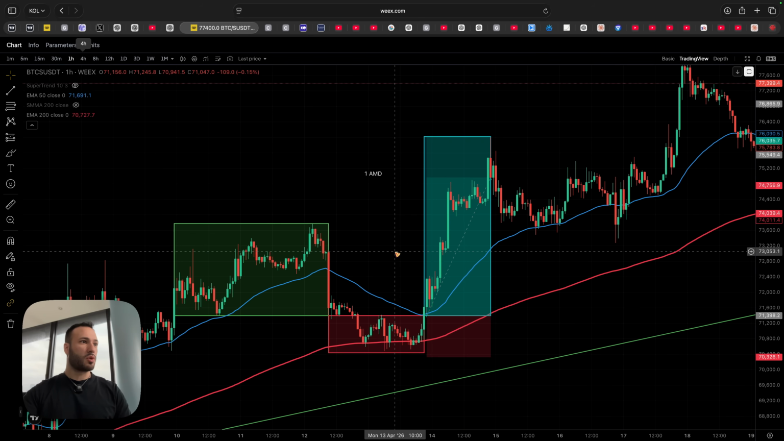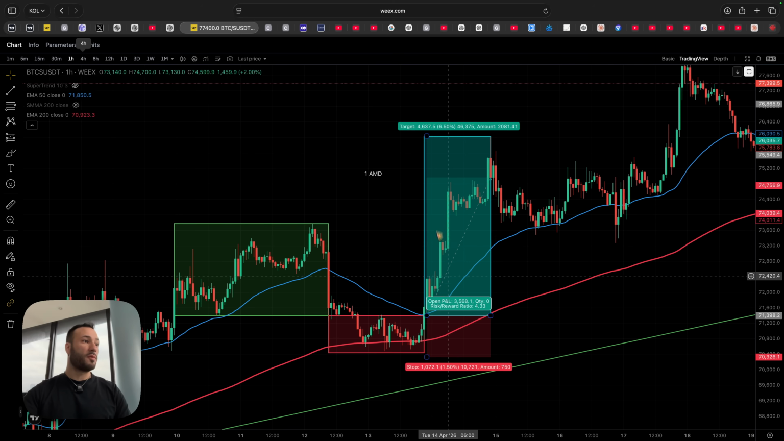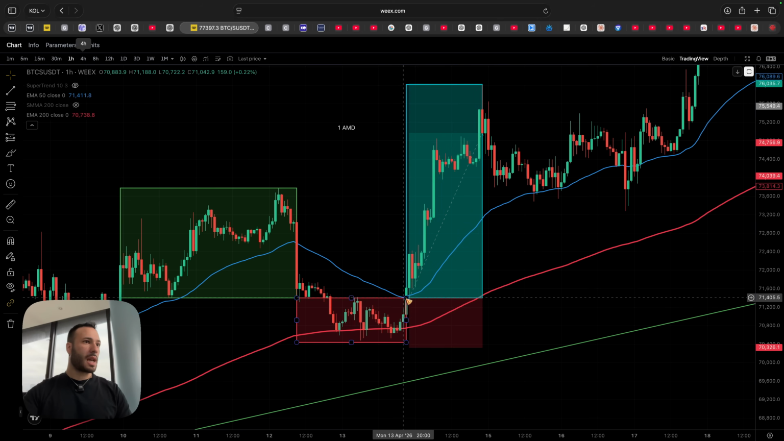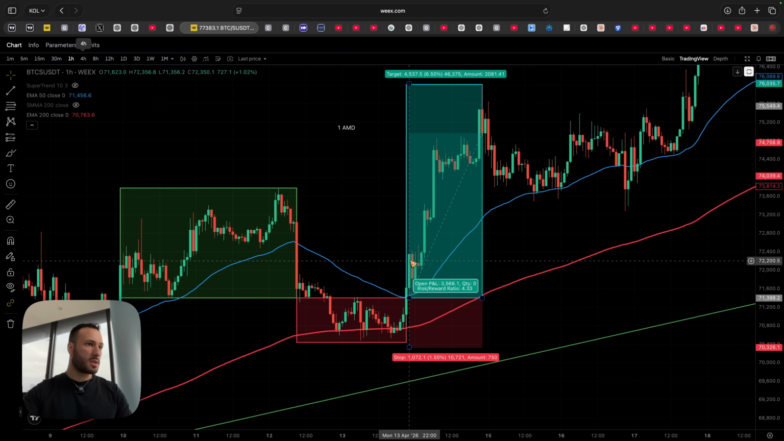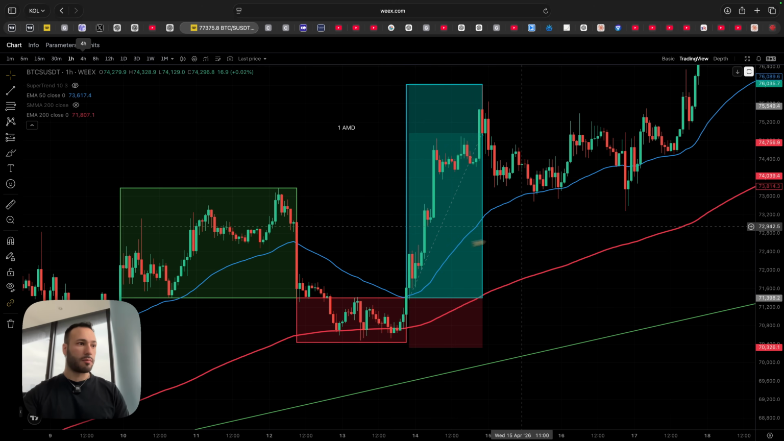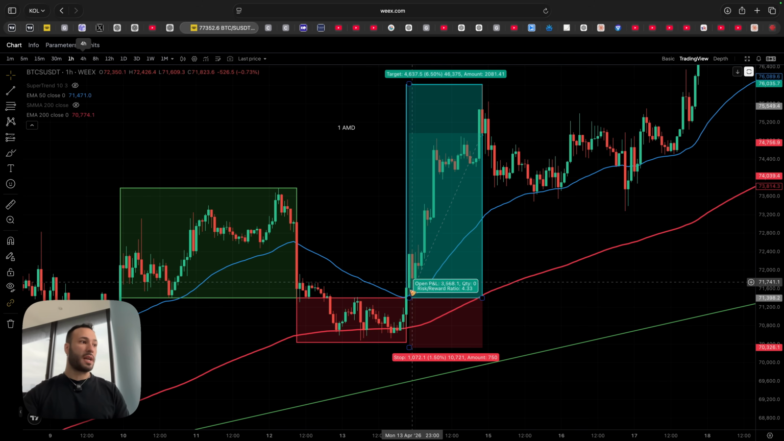Now comes the distribution phase. This is where the momentum fully shifts bullish. Price reclaims the 50 EMA. Then we get strong bullish displacement candles pushing through resistance. Momentum starts expanding aggressively upward. This is where smart money begins distributing price toward higher liquidity. And this is where the real move finally begins.